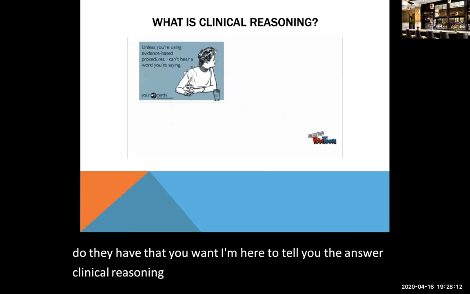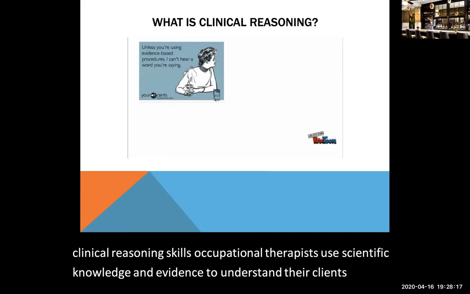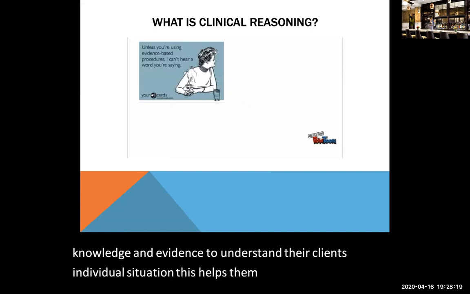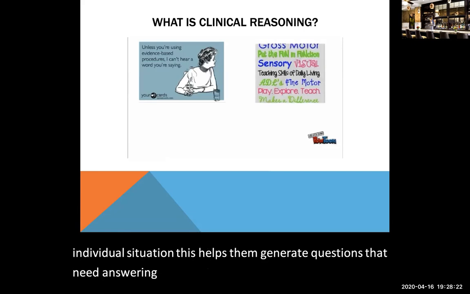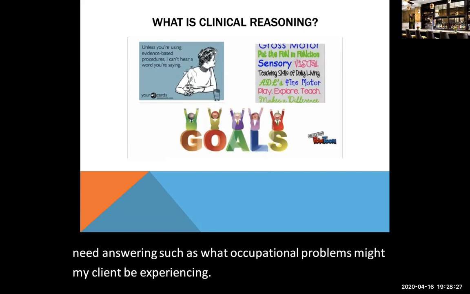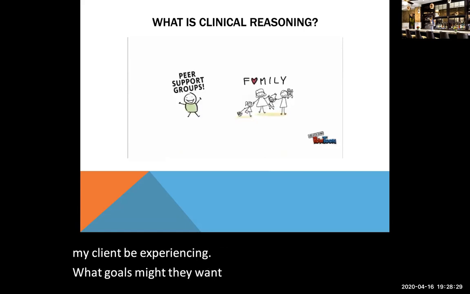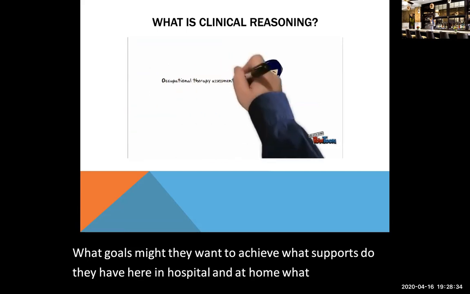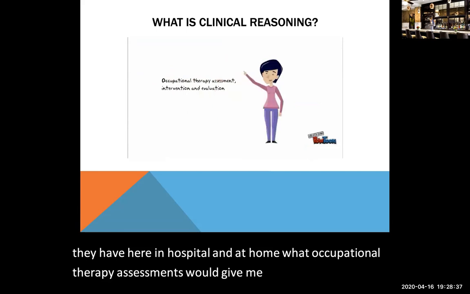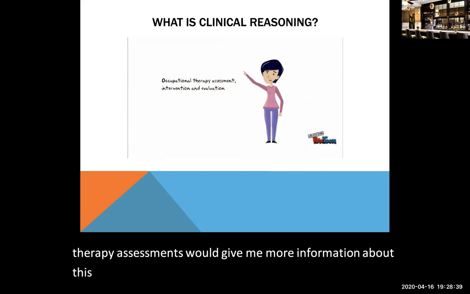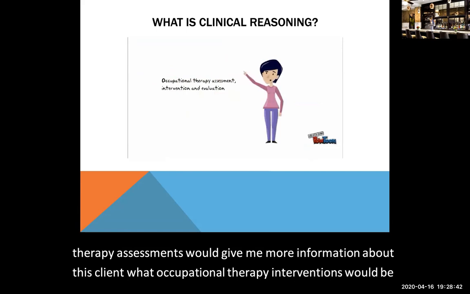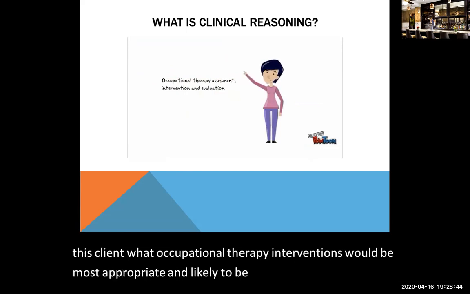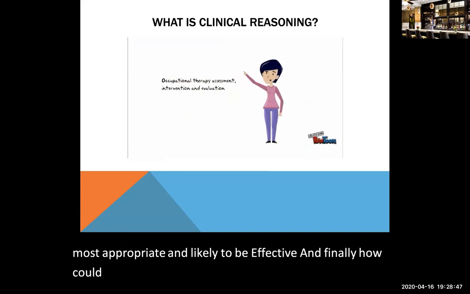Occupational therapists use scientific knowledge and evidence to understand their client's individual situation. This helps them generate questions that need answering, such as, what occupational problems might my client be experiencing? What goals might they want to achieve? What supports do they have here in hospital and at home? What occupational therapy assessments would give me more information about this client? What occupational therapy interventions would be most appropriate and likely to be effective? And finally, how could I measure the effectiveness of my intervention?